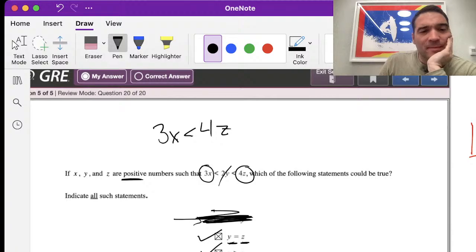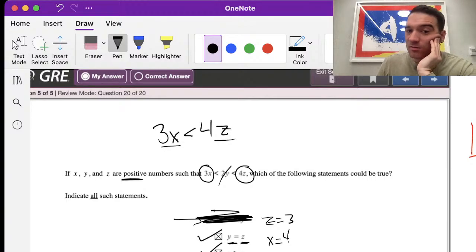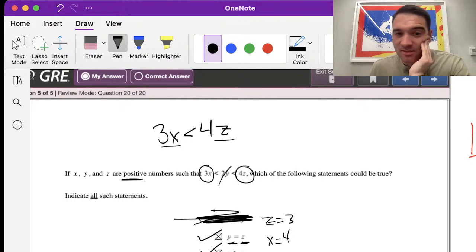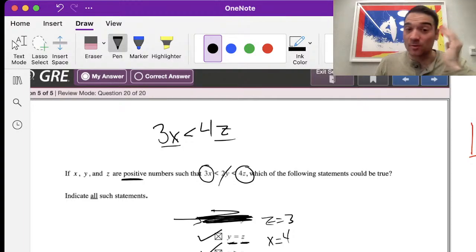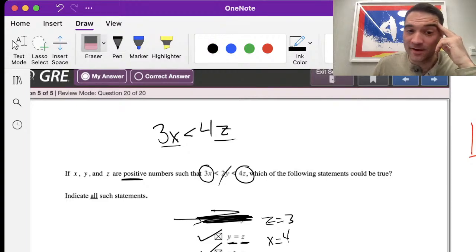What if x were, we'll use the same numbers, 4 and 3. So x equals 4 and z equals 3. Is 12 less than 12? No, it's not, right? 12 is not less than 12. But that's only one test that we did. We can try and find another one.